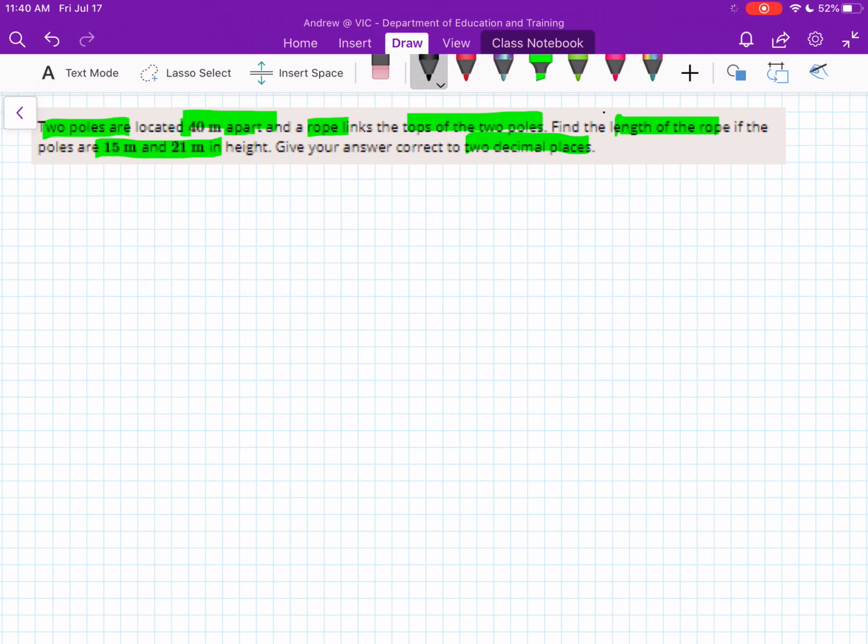Okay, so this is the information in our question. With application, it's always best to draw out a little diagram, so I'm going to do that now, and forgive my drawing. We've got two poles 40 meters apart. Let's start with that. We've got one pole here, and we've got another pole here, and the distance here is 40 meters.